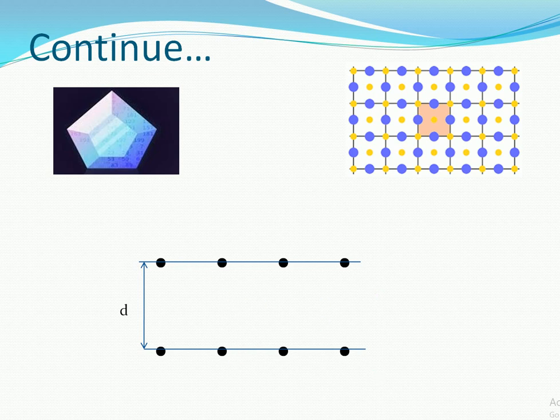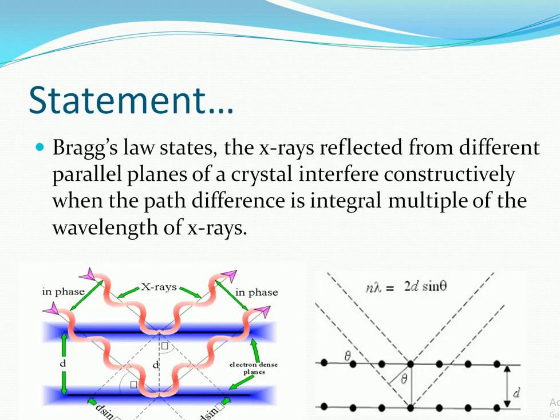See the lattice planes. When the X-rays are reflected from lattice planes, they interfere constructively or destructively depending upon the path difference between them. Statement: Bragg's law states that the X-rays reflected from different parallel planes of a crystal interfere constructively when the path difference is an integral multiple of the wavelength of X-rays.